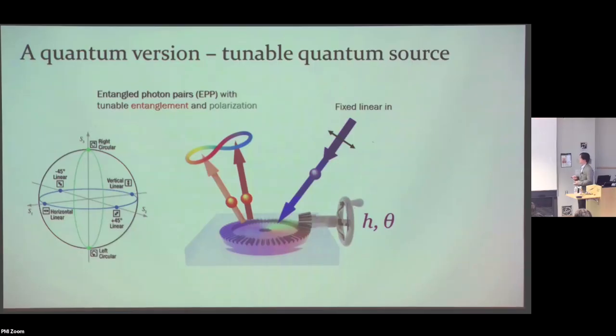Meaning that if I look at this Bloch sphere here, the poles are non-entangled light. And on the equator, I have two types of entangled light. One is horizontal-horizontal minus vertical-vertical, or I have horizontal-vertical minus vertical-horizontal. So there are two types of entangled photons, and I can also in principle tune into any point on this sphere, just by doing the same game as before.